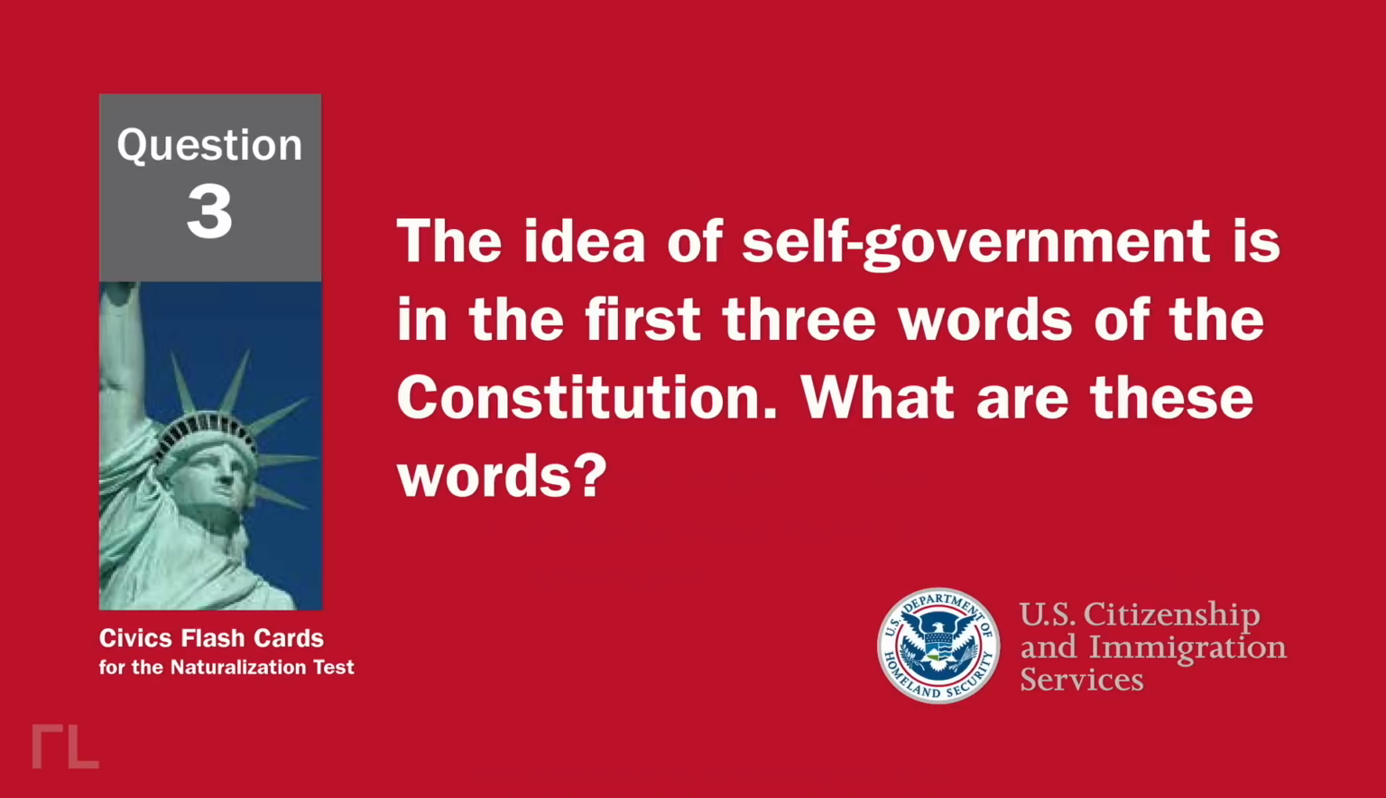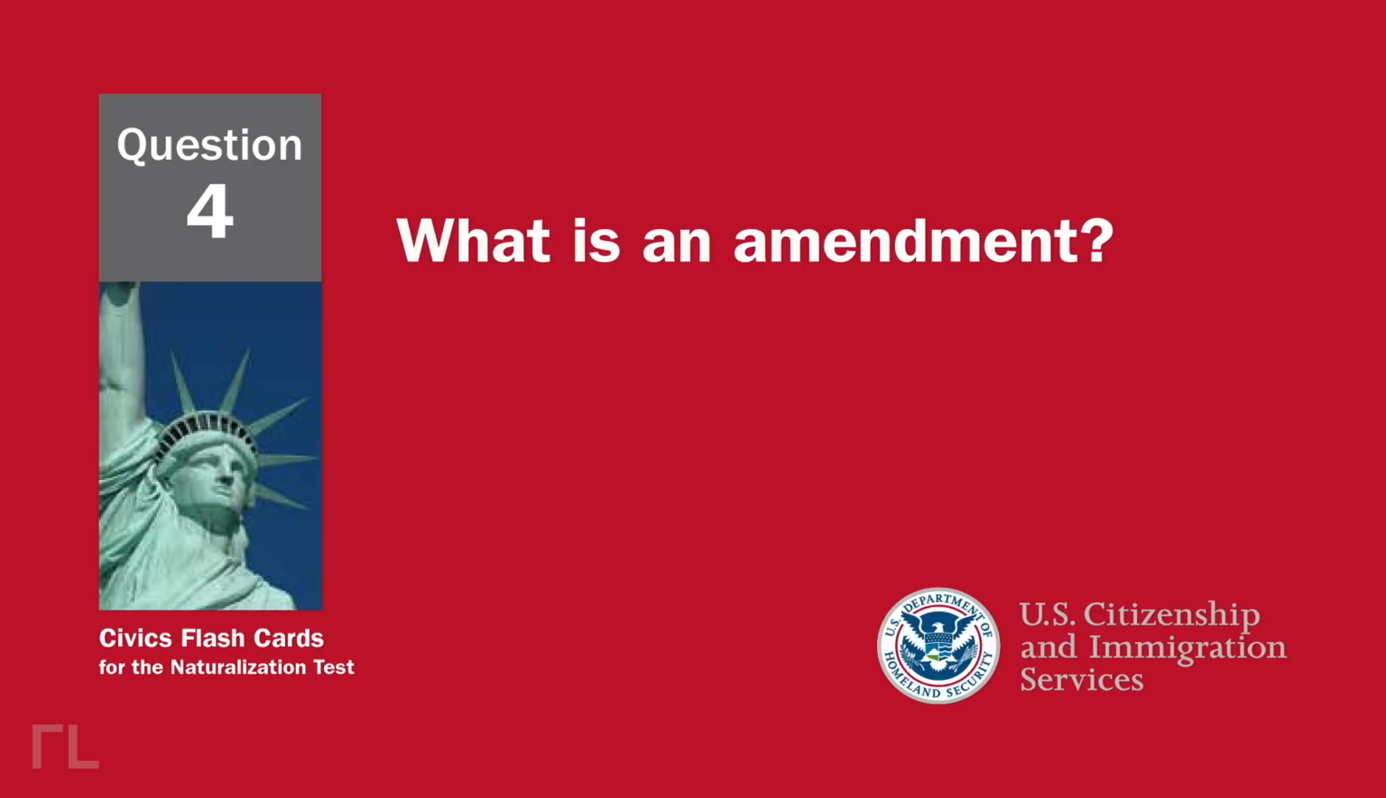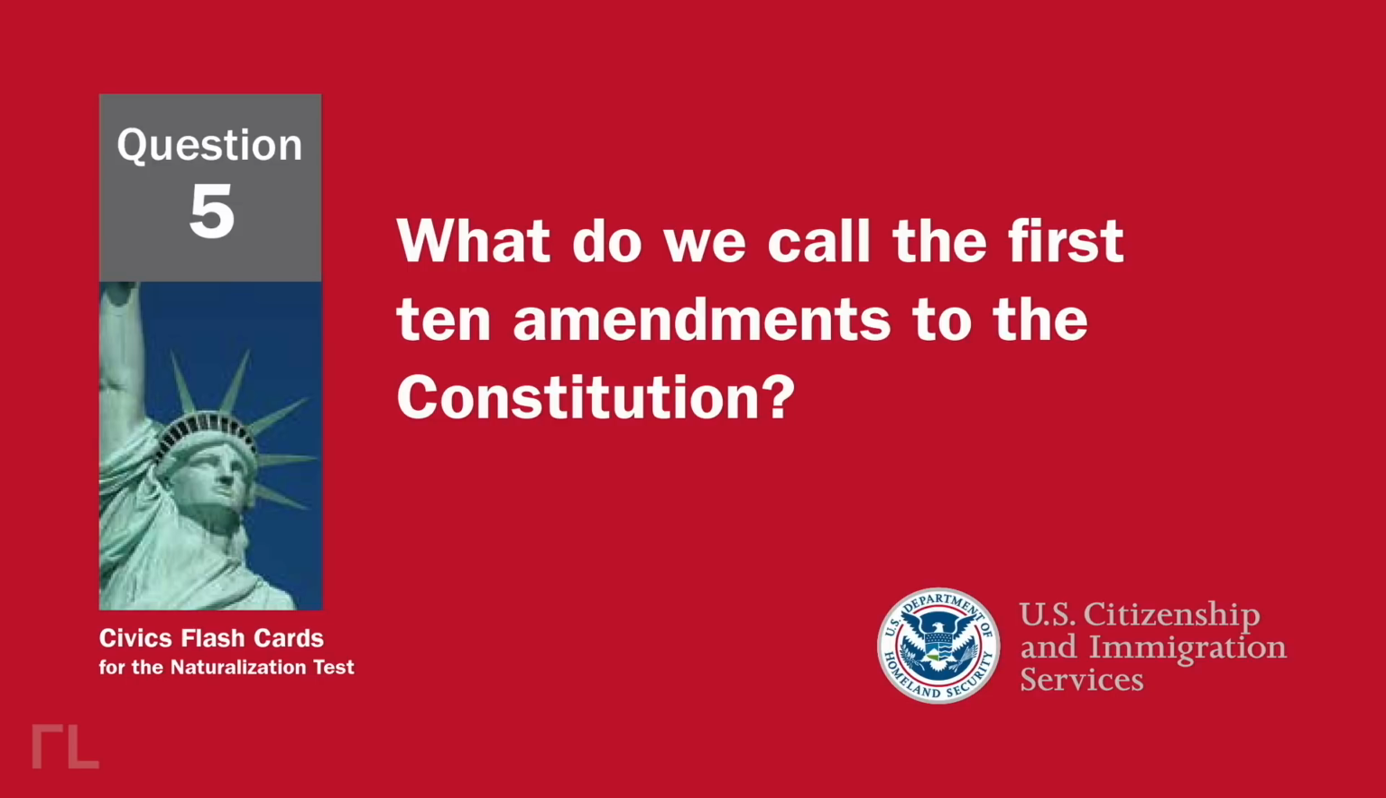The idea of self-government is in the first three words of the Constitution. What are these words? We, the people. What is an amendment? A change to the Constitution. What do we call the first 10 amendments to the Constitution? The Bill of Rights.